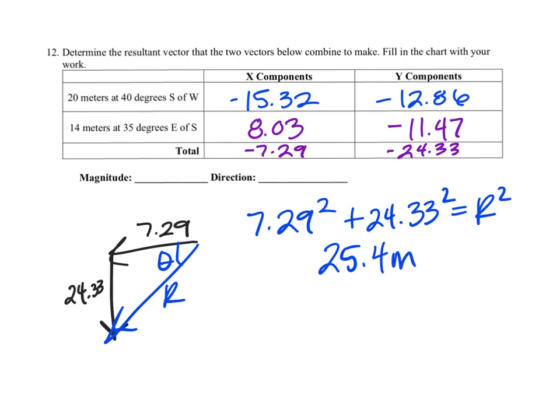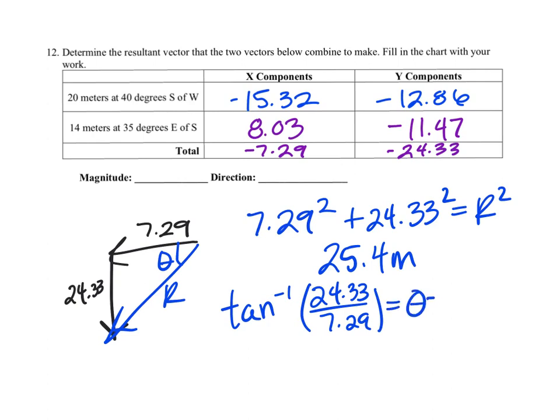Right? So now we want to find the direction that our resultant vector is going. Since it's going at an angle, we need to find the degrees. We can do that using inverse tan, or technically any of our trig functions, but I just always use tan because it always works. So inverse tan will be opposite side of 24.33 over our adjacent side of 7.29 will equal our angle, and that equals 73.3 degrees. And then we want to look at this and determine which way it's going, like north to west, east to south, that kind of thing.